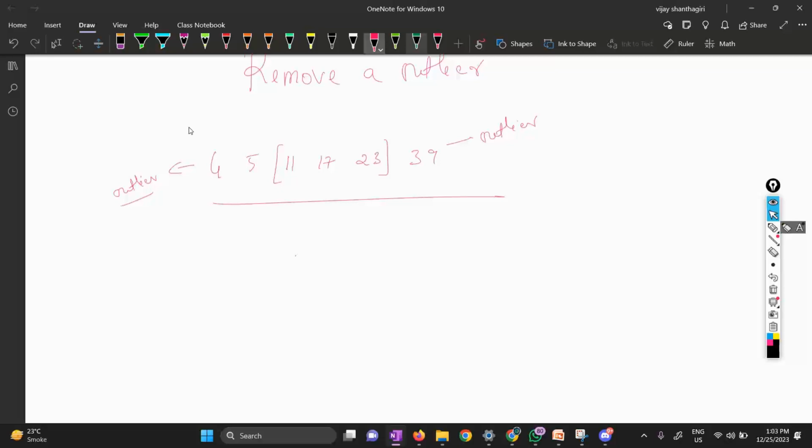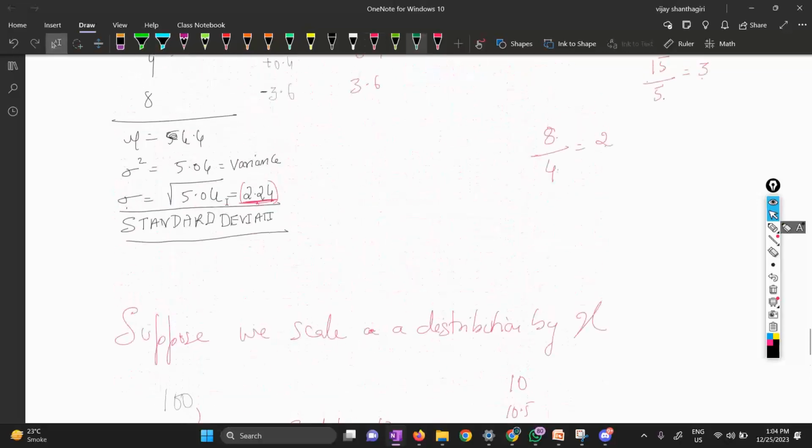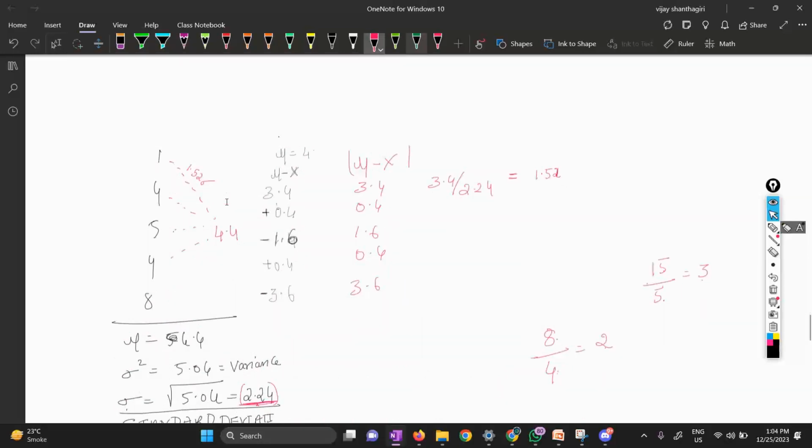Now, instead of saying this is an outlier, that and this, we can simply say remove everything which is 1.2 sigmas away from the mean. Remove those values. Okay, if you don't follow what it means, what if I say the same thing here? Remove everything which is 1.2 sigmas away from the mean. So you tell me now, 0.4 divided by 2.24, how much is it?